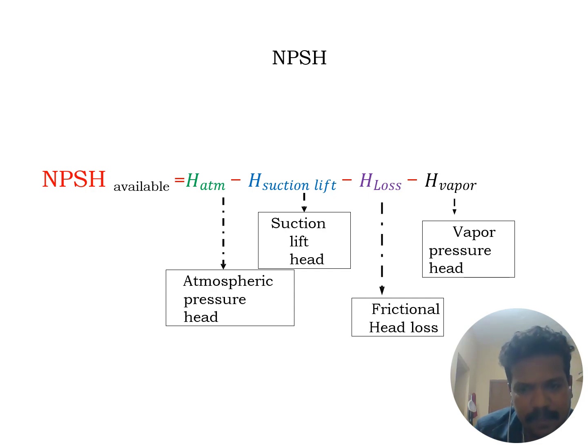And the third subtractable value is vapor pressure head. This depends on the fluid temperature. If the vapor pressure increases, the liquid inside the pump may start boiling and create more vapor bubbles. This can lead to cavitation, which damages the impeller surface.